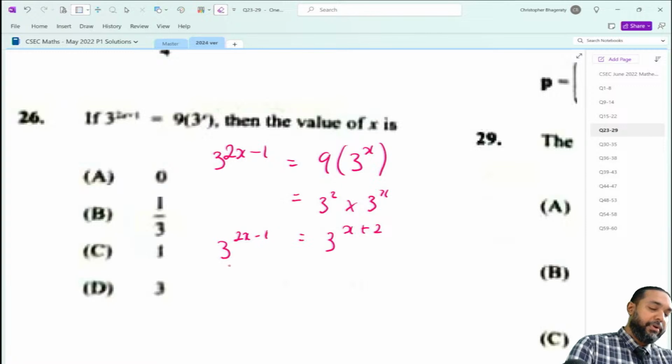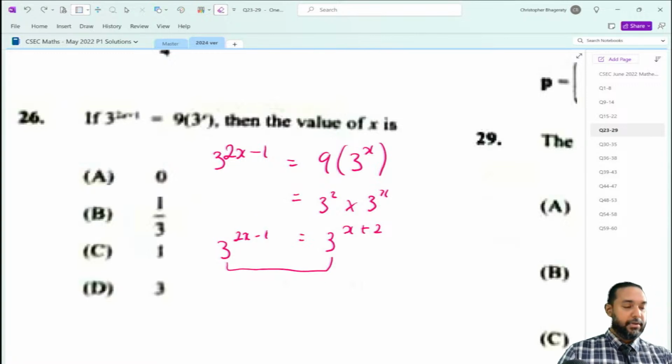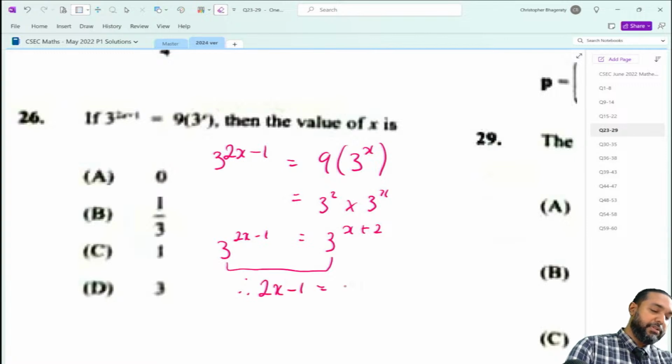So what we could do here, since 3 raised to this power is equal to 3 raised to that power, we could safely conclude that the powers are equal, right? So we could say, therefore, 2x minus 1 is equal to x plus 2.